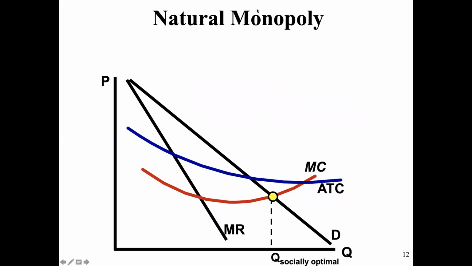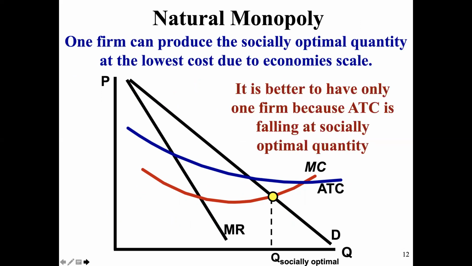Take a look at this just by way of quick review. You are now looking at a natural monopoly. So what I want you to think about right now is how can you look at this graph and tell just by looking at it that it's a natural monopoly? Well, the answer is because if you find the socially optimum quantity, at that socially optimum quantity, the ATC is still falling. And because the ATC is still falling at the socially optimum quantity, it's telling us that it's actually better to only have one firm. And one firm can produce at the socially optimal quantity at the lowest possible cost because of economies of scale. Okay, so that's how we know this is a natural monopoly.